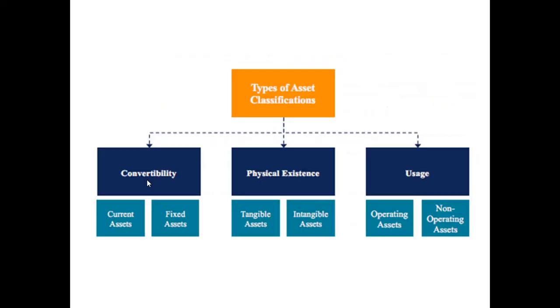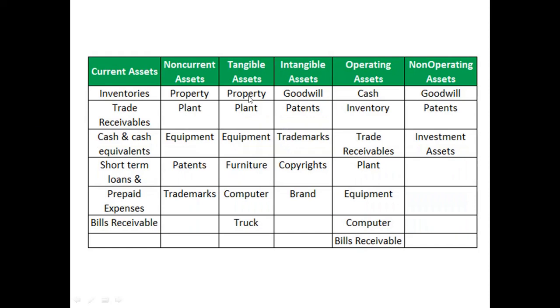And the examples are property, plant, equipment, furniture, computer, truck, motor car, etc. What you can see and physically touch are all your tangible assets.